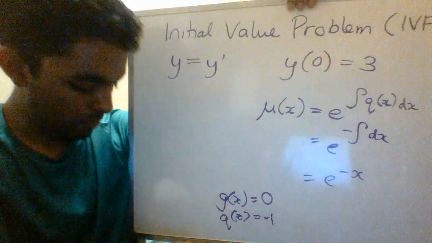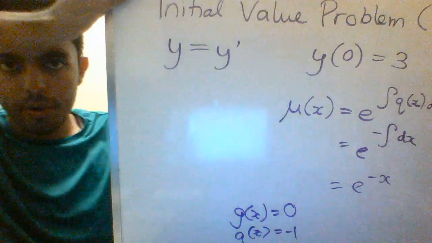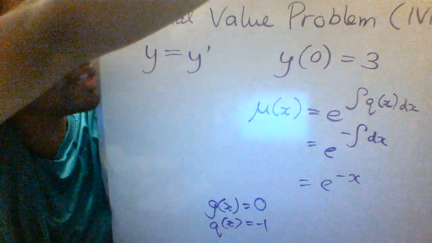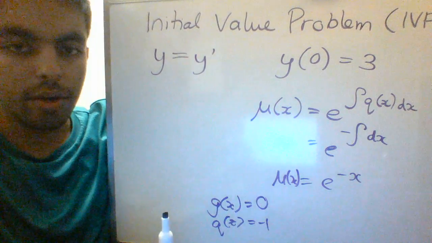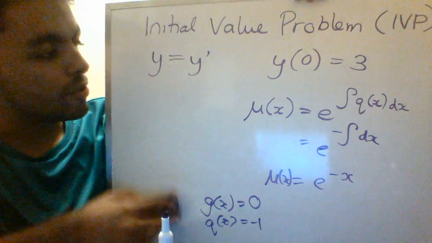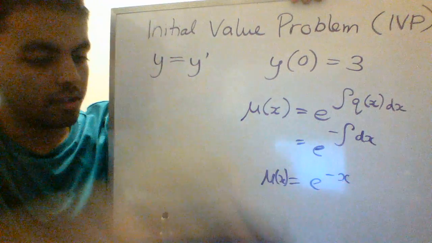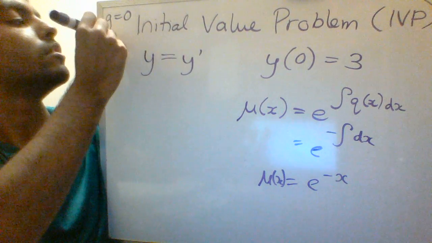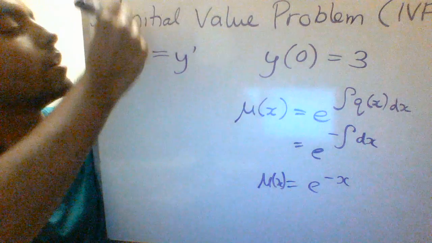So now we know that this is mu, right? We know that mu is e to the negative x right here. We know that now, right? And now what we need to do is figure out what y is. And so we know g is 0. I'm going to just make a small note up here. G is 0, q is negative 1. Alright, that's right up there.